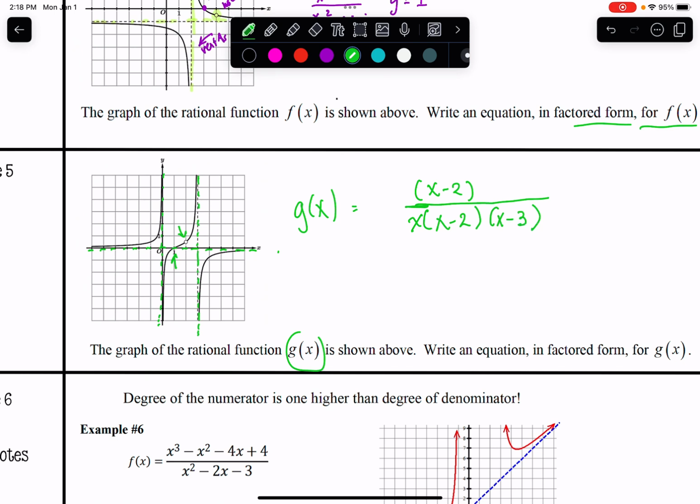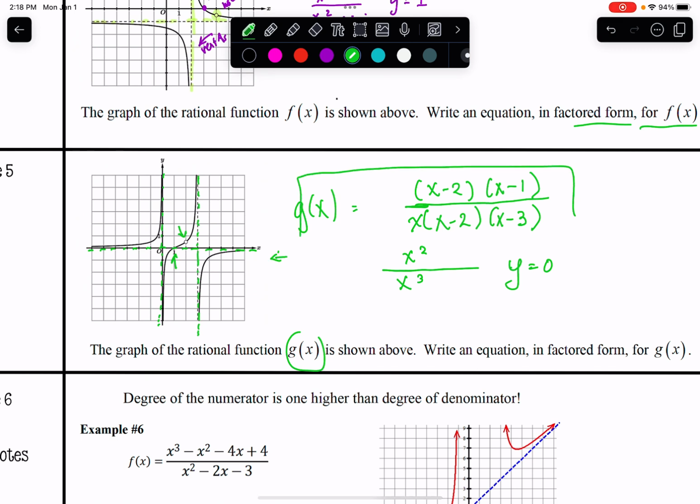All right, and now I'm going to look at my 0. I had a 0 at 1, so that means x minus 1 must be here. And let's see what we get. When we multiply this out in standard form, I would get x squared on the top and x cubed on the bottom. Because of our rule, the degree on the bottom is 1 greater than the degree on the top, we have a horizontal asymptote at y equals 0, which is what we have here. So we don't have anything to change. That would be your answer.